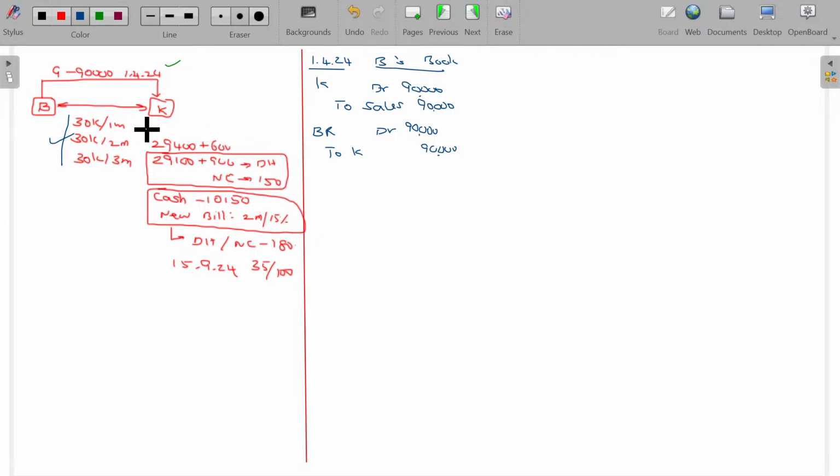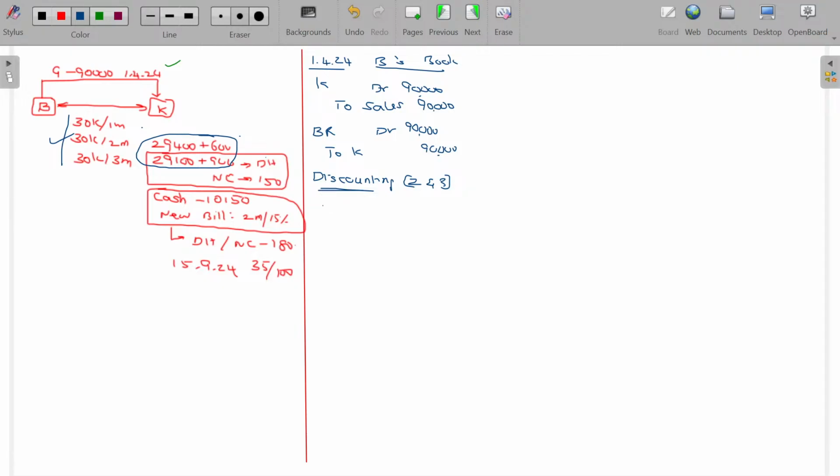Immediately, the first bill is retained. The second bill and third bill are discounted. I can now combine these two bills for discounting, bill number 2 and 3. One bill is retained with him. No need to worry about this.